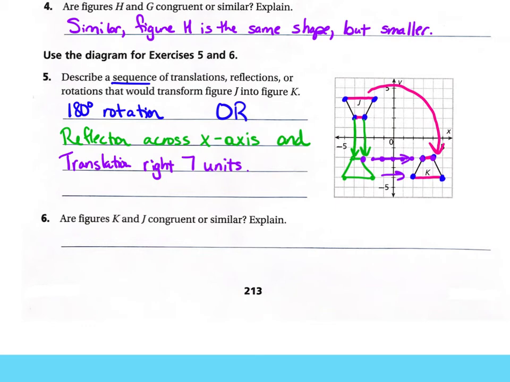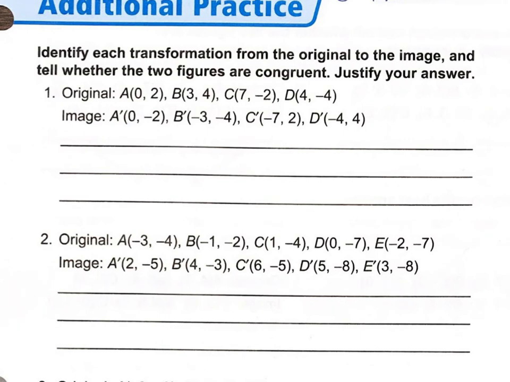Are they congruent or similar? They are congruent, and an explanation is they are the same size and shape. Let's look at the next page. We're identifying each transformation from the original to the image, or we can also call that the pre-image to the image, and telling if the figures are congruent or if they're similar.